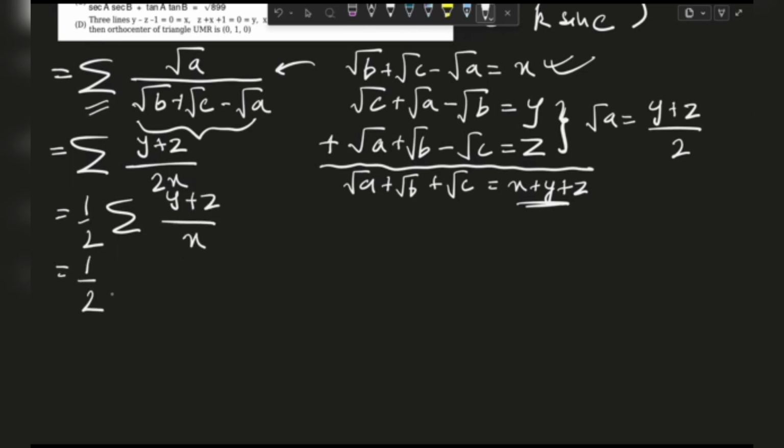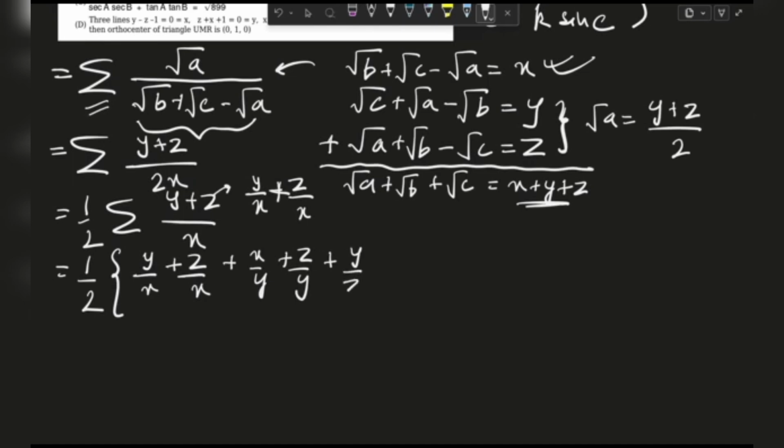Now I guess we can open up the sigma, and you can write this elaborately as y by x plus z by x. If you open up the sigma, you will get all such terms: y by x plus z by x, and after that x by y and z by y, after that y by z and x by z. I guess no more terms. We obviously exclude y by y, z by z, and so on. I hope that is understandable.